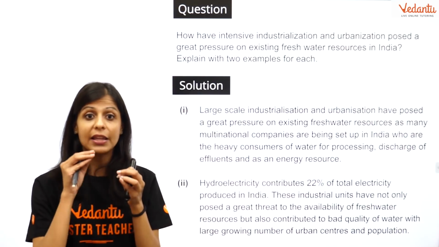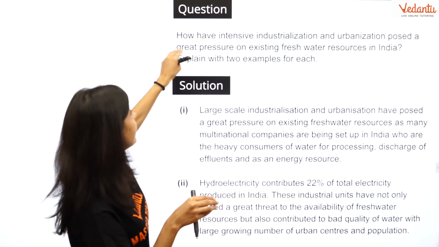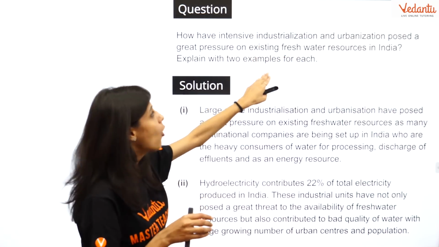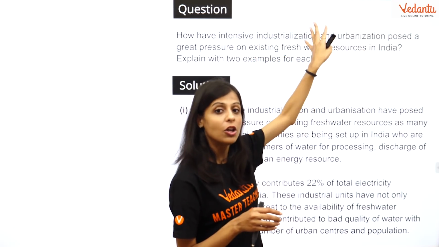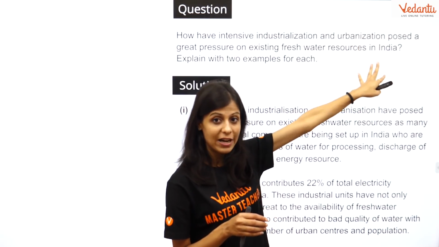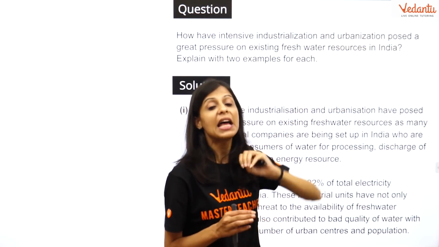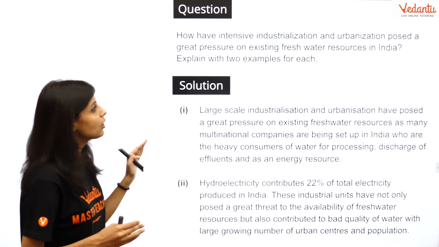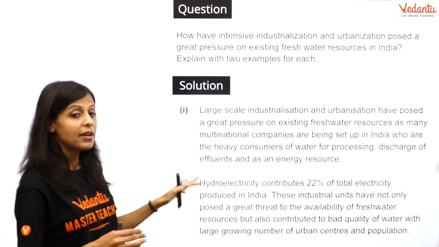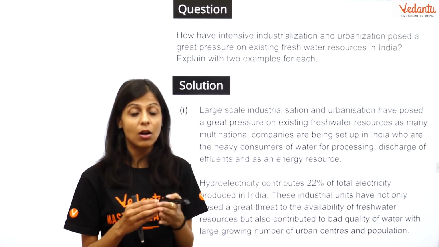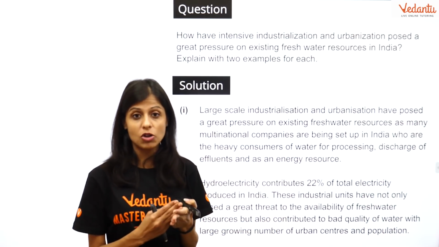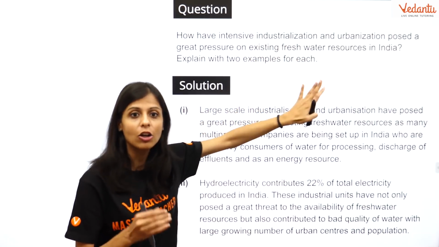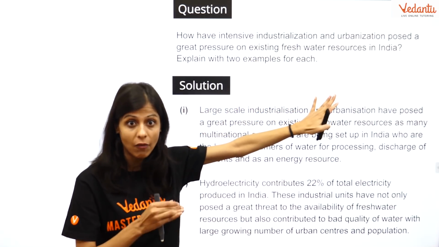So in any way that is exerting a great pressure, because not only are they consuming, but they are also throwing out waste or effluents, discharging wastewater that is not treated the right way. The second important point that you can mention here is hydroelectricity, the contribution to total electricity. If we talk about urbanization, of course it needs a lot of hydroelectric power.